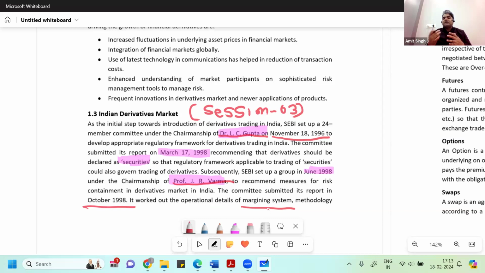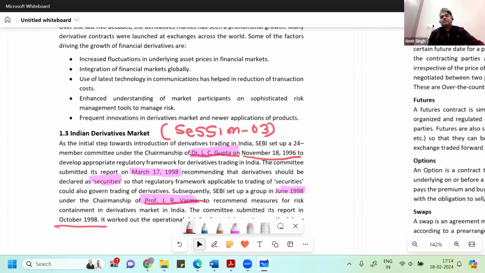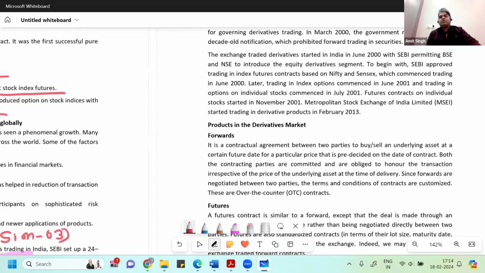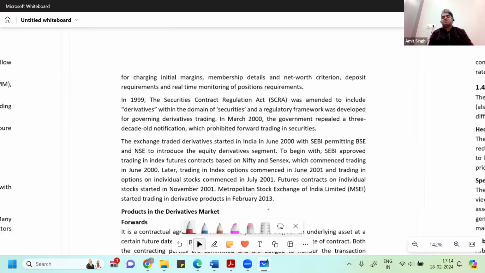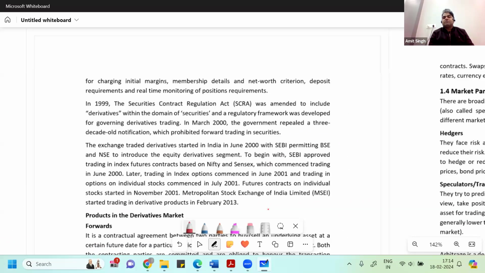So Professor J.R. Verma discussed the risk management mechanism, like the margining system, and going further, how initial margin calculation should be done, the membership details and net worth criteria, the deposit requirement, and real-time monitoring of positional requirement, and how the brokers and the clearing corporation should work on the risk management mechanism related to initial margin and the net worth criteria. Everything was discussed by Professor J.R. Verma.